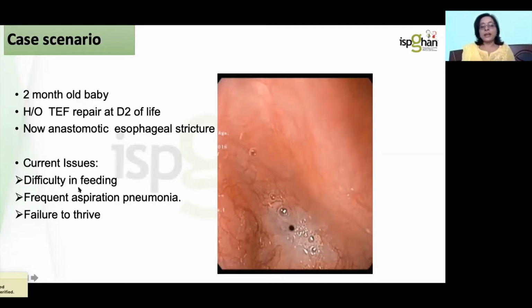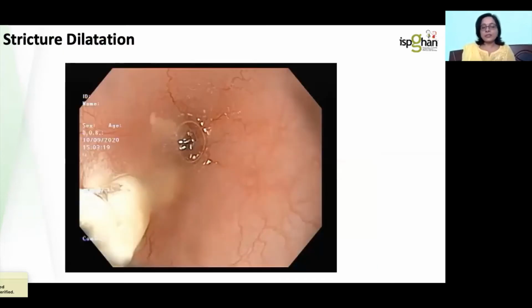So the child presented with issues of difficulty in feeding, frequent aspiration pneumonia. The stricture was just at the upper esophagus, so very frequent aspiration pneumonias and failure to thrive. He underwent a stricture dilatation procedure, and this is the video of it.